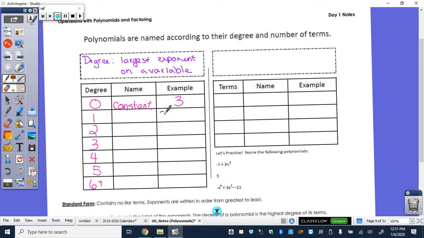Our next one, degree of 1. 2x plus 1 is an example of a polynomial to the first degree. It's because the exponent on my x, even though we don't write it, is a 1. So that's why it's a first degree. The largest exponent is a 1. That is known as a linear. We've done a lot of work with linears. We've graphed them, we've solved them, we've interpreted them in context, found our average rates of change, all that good stuff.